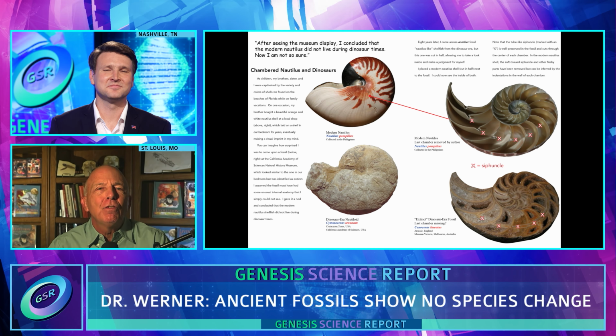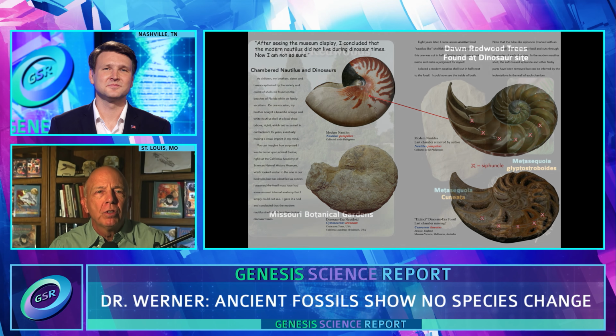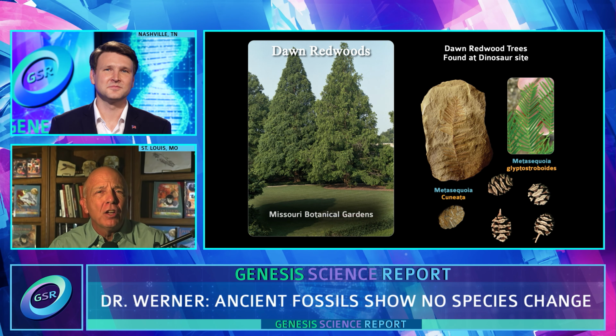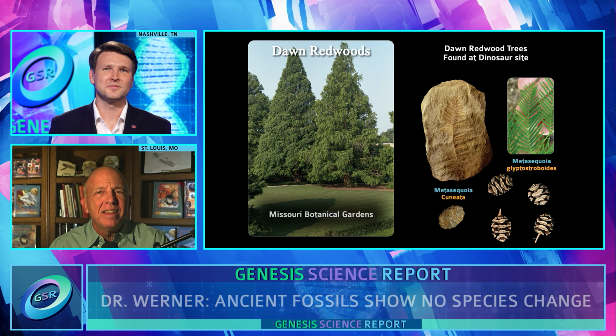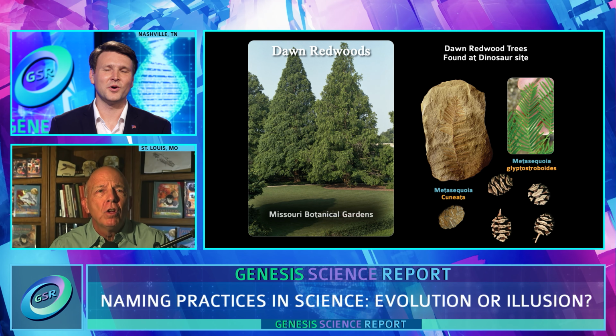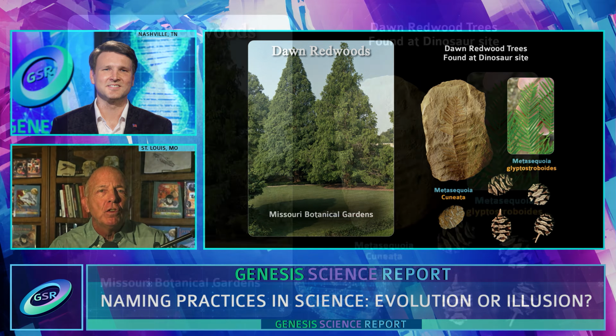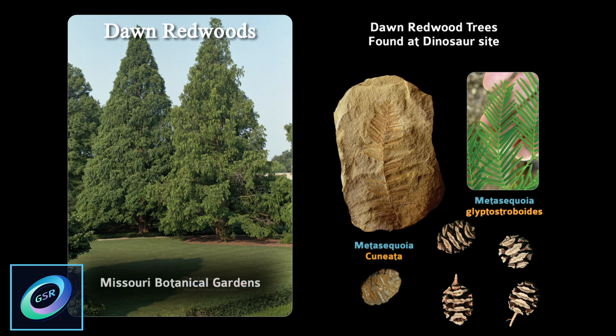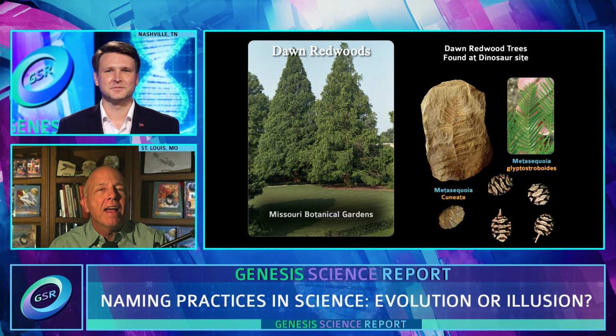For example, look at this fossil sequoia branch. It was found in a dinosaur rock layer, and it looks exactly like the modern sequoia branch, but again, the scientists changed the species names of the fossil. The fossil is called Cuneata, but the species of the living sequoia is called Glyptostroboides. Again, evolution scientists have done this to create the illusion of evolution, but the names are the illusion. These plants and these animals from the dinosaur times have not changed.